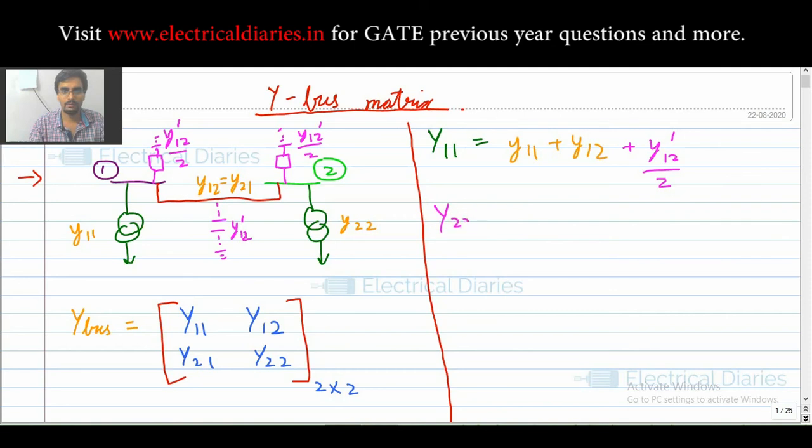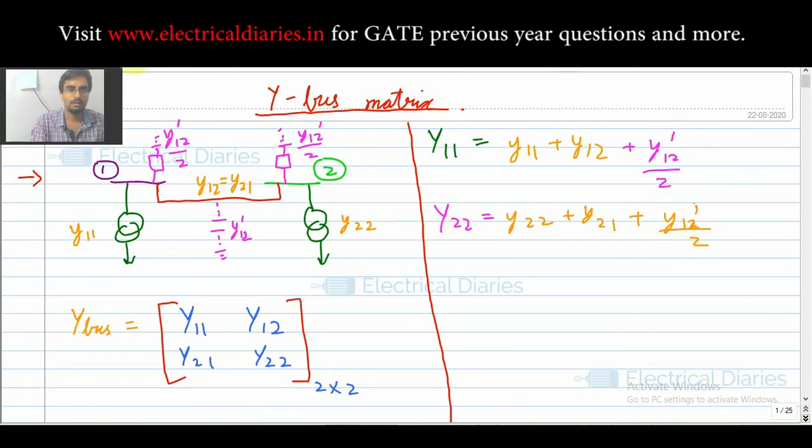So y22, I will write down here as y22, the sum of the admittances of all the elements connected to bus 2. So y22 is connected, yes, this y21 is connected, and this y12 dash by 2 is connected. Okay, so y11 and y22 is this thing.